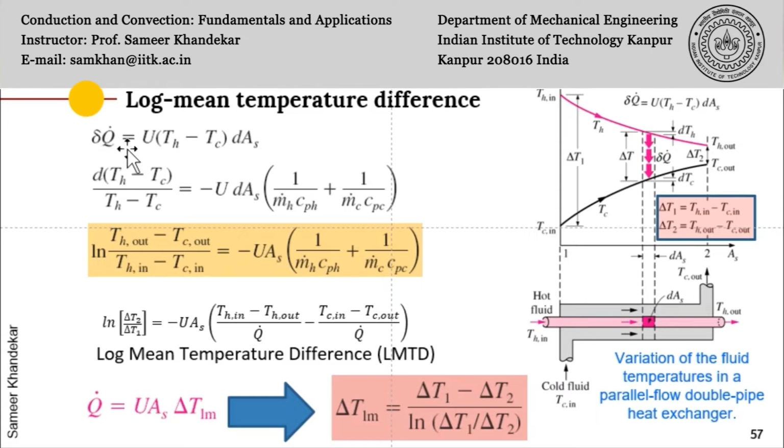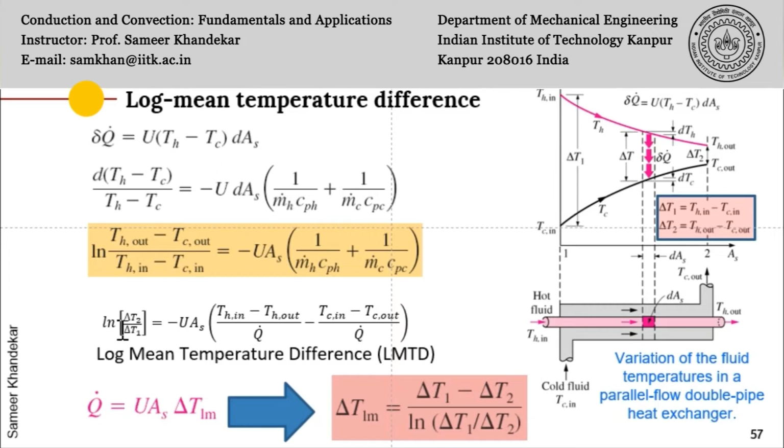And therefore, if you substitute this dQ dot in the energy equation, you will immediately get the logarithmic mean temperature difference definition, because here you can write this as ln of (Th out minus Tc out) divided by (Th in minus Tc in). Incidentally, as you can see on this figure, this Th out minus Tc out is the temperature difference on the right hand side, denoted here as delta T2, and Th in minus Tc in is the temperature difference at the inlet of the heat exchanger.